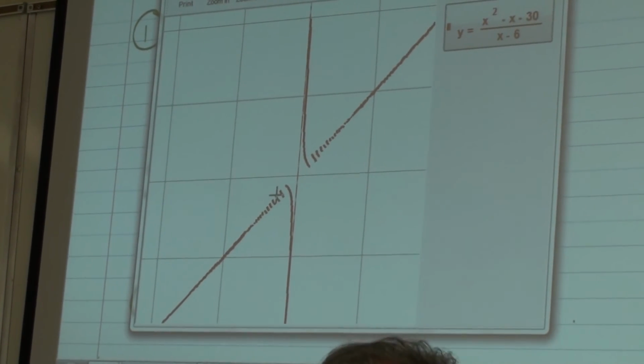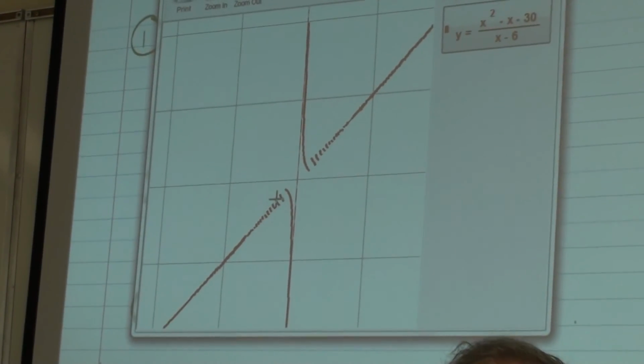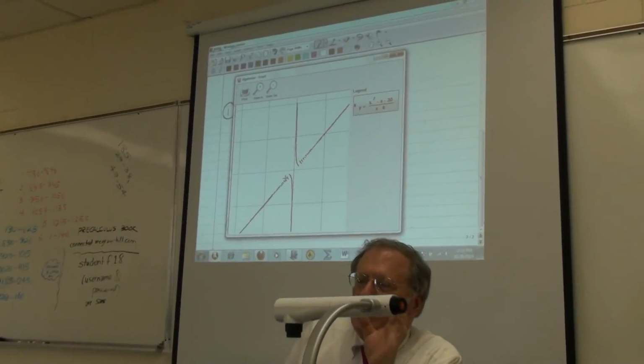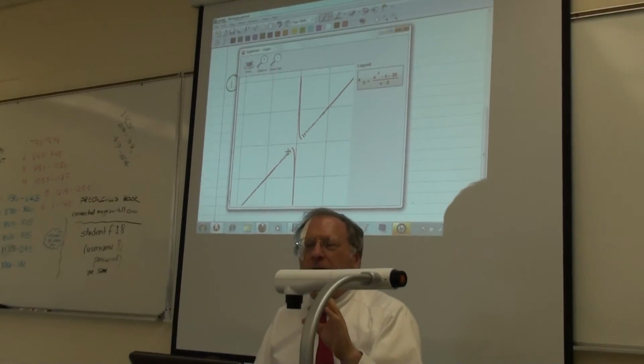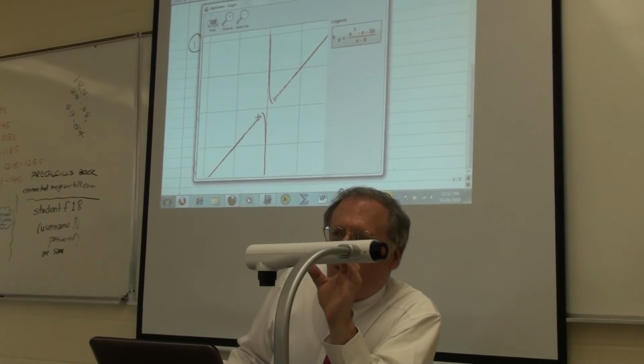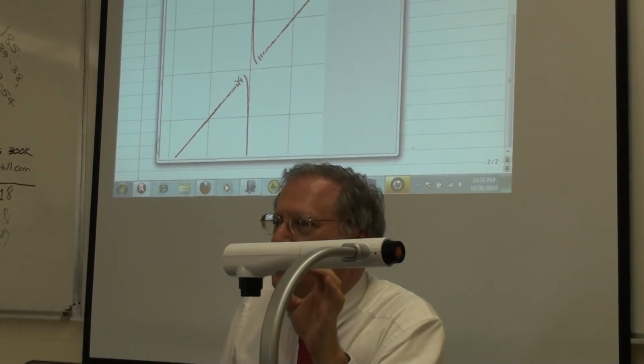Now the deal is, if you graph the original function on your graphing calculator, you won't see the hole. Do you know why? Because it's so small. It's tiny, and if you think about it, the screen on the calculator is made up of pixels, and unless that hole lines up with a pixel, which it probably wouldn't, you wouldn't expect to see the hole.